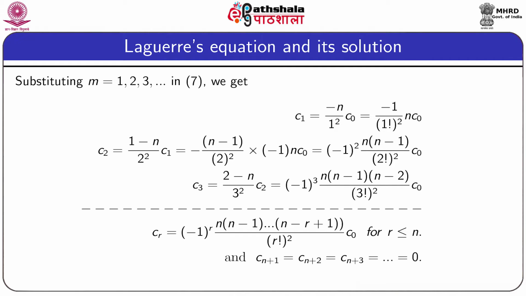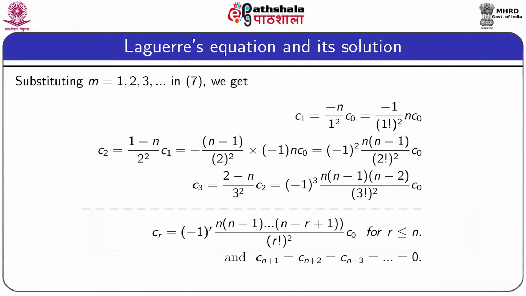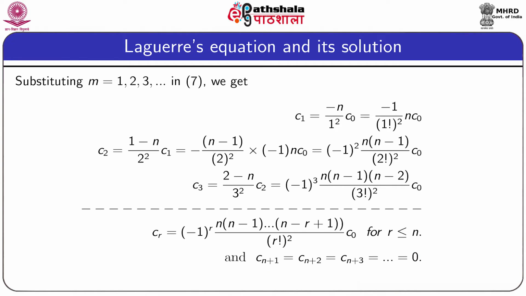and hence the rth term is given by Cr is equal to minus 1 whole to the power r n into (n minus 1) up to (n minus r plus 1) divided by (r factorial) square into C0 for all r less than or equal to n, and for r greater than n we will get Cn plus 1, Cn plus 2, Cn plus 3 and all the values equal to 0.